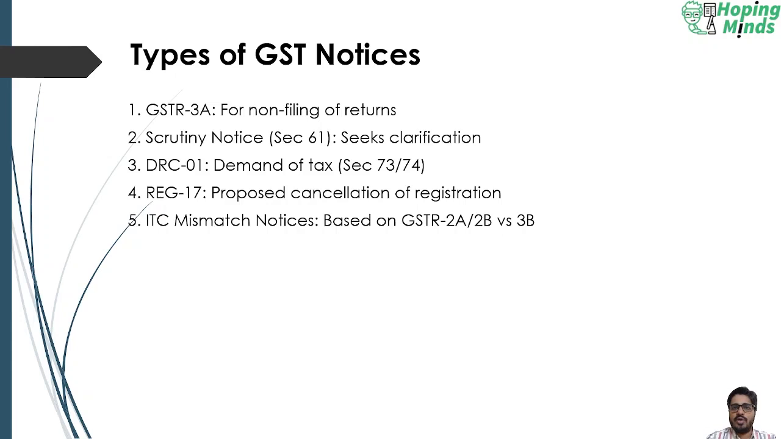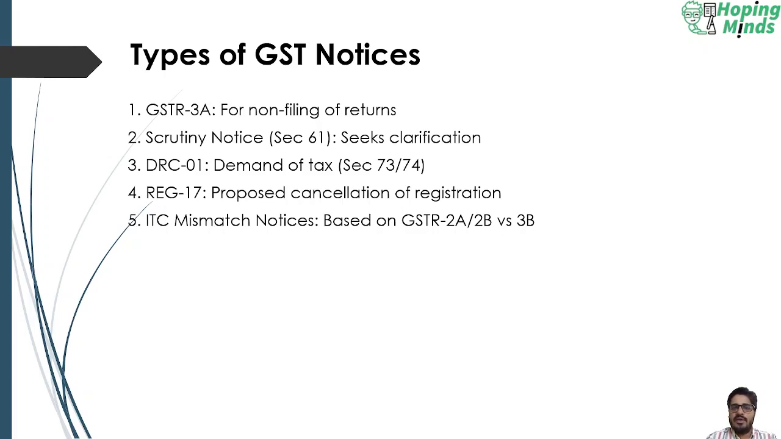Then scrutiny notices under section 61. Such notices are issued to seek clarification from the taxpayers. The proper officer may scrutinize the return and related particulars furnished by the registered person to verify the correctness of the return and inform him about the discrepancies noticed.